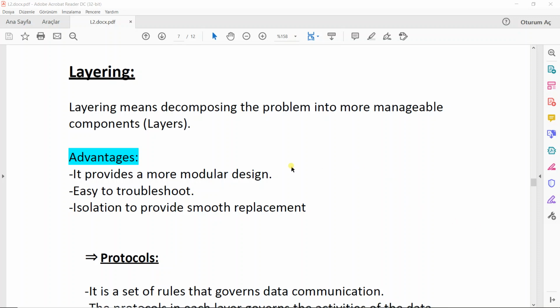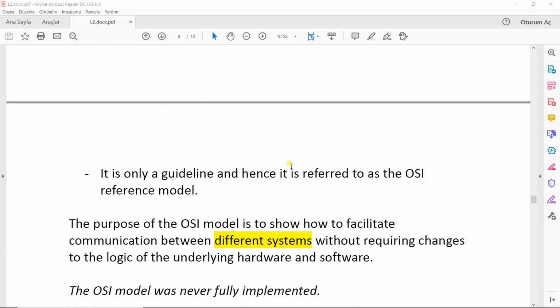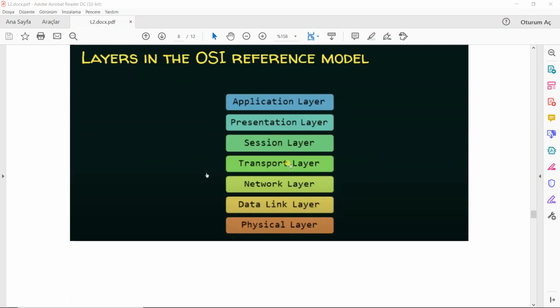So why do we need layering? First of all, what's layering? When we mention layering, you need to think of this. We divide the whole communication protocol into layers, and we name these layers as follows: application, presentation, session, transport, network, data link, and physical. So the explanation is like this.